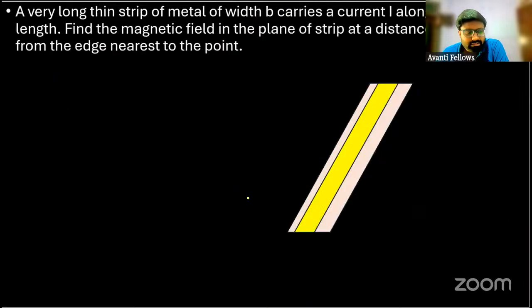Now try to solve this one. A very easy and very interesting question. Try to solve this. A very long thin strip of metal of width p carries a current I along its length. Find the magnetic field in the plane of the strip at a distance from the edge nearest to the point.